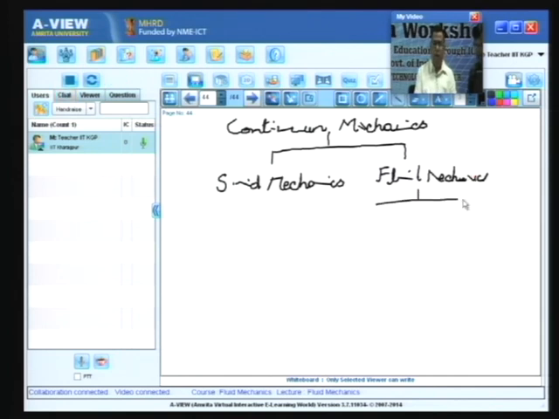Now, under fluid mechanics you can study fluid statics.